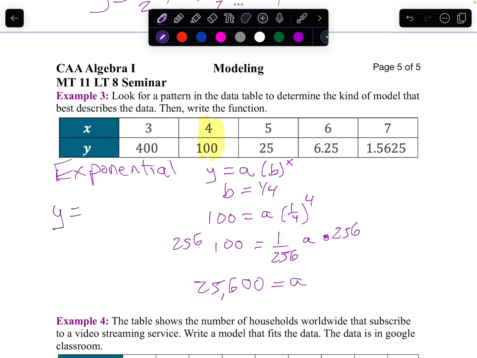So now let's write our formula, or equation. y equals 25,600 times 1/4 raised to the x power.